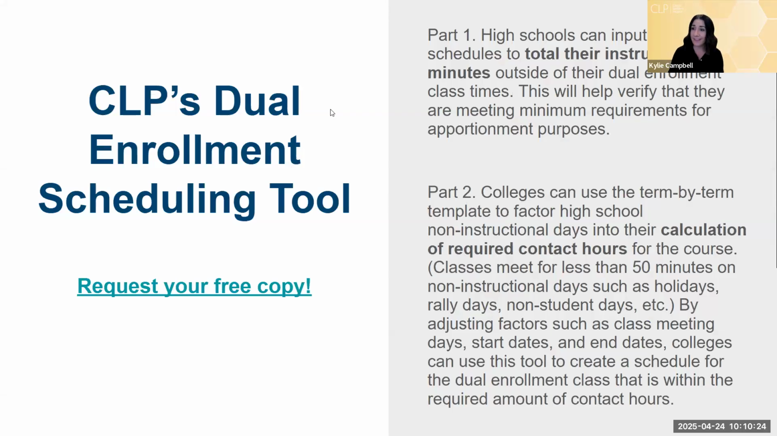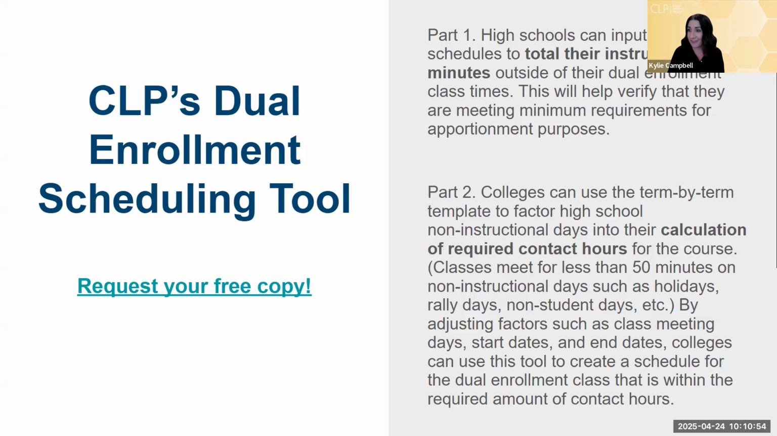As I said, there's a light at the end of this tunnel. You don't have to have a calculator to do this. What I've done is I've taken years and years of figuring out the bell schedule to ensure the minimum instructional minutes and also computing contact hours. And I've designed a 2-part tool that Career Ladders Project has provided the funding for us to make and give to you for free. So I will give you the link to request your copy.